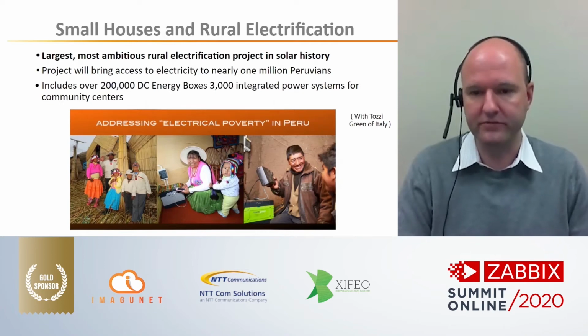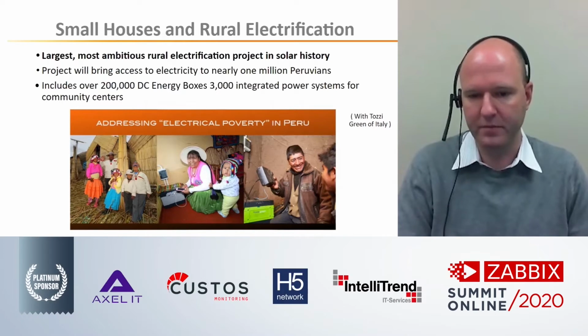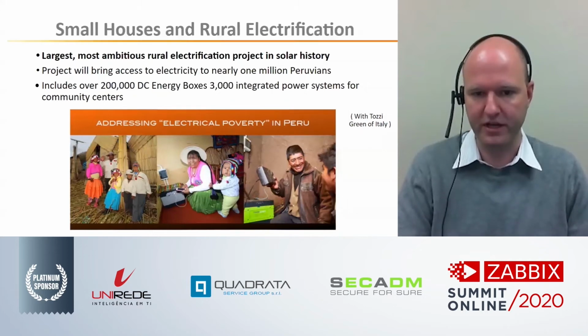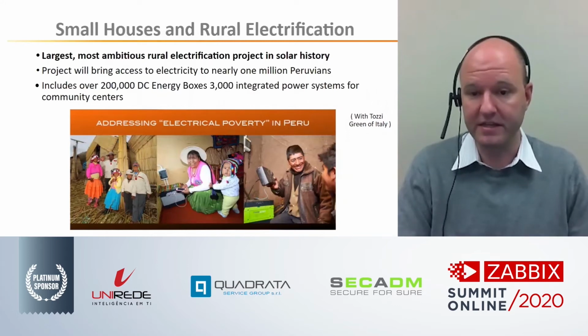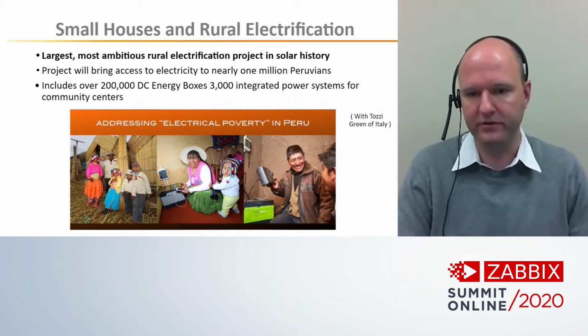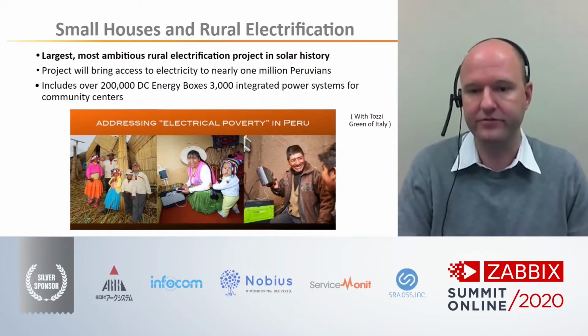We did a notable project specifically in Peru where nearly 1 million Peruvians were provided remote power access using 200,000 DC energy boxes. They provided basic 12-volt DC power, USB charging, and were distributed among the country in some of the most remote of locations. In addition to this, 3,000 integrated power systems for community centers were also provided. These were much larger in scale, provided AC power and 230-volt AC power, and also were used to provide more critical loads, including lighting, communication, and in some cases, health equipment. So we're very proud to have deployed probably what is one of the largest and most ambitious rural electrification projects in the history of the off-grid industry.